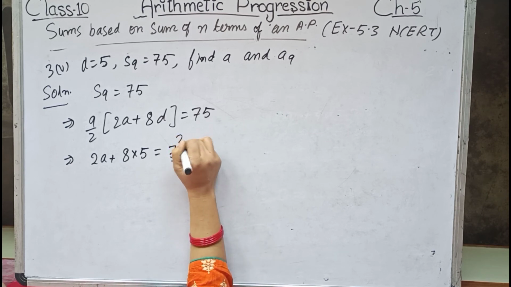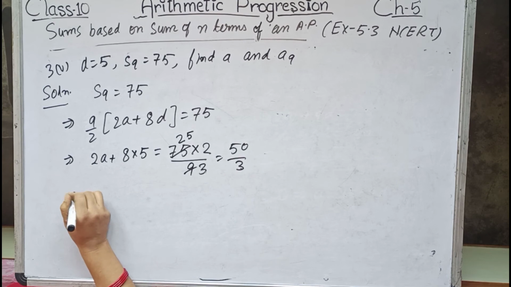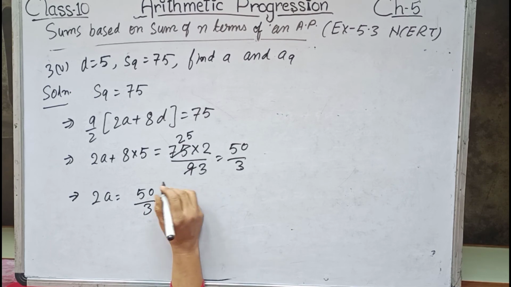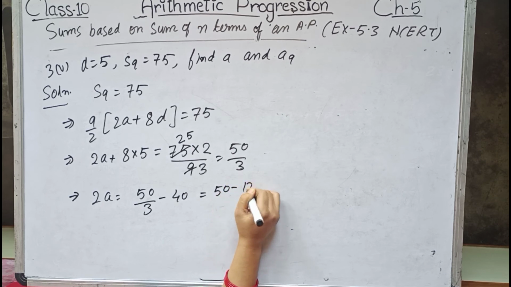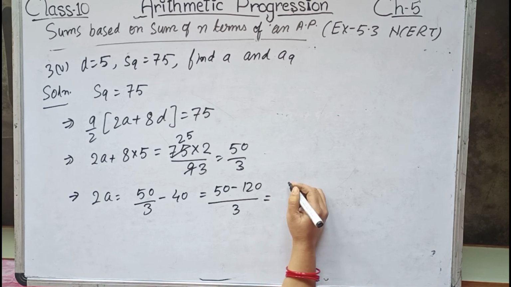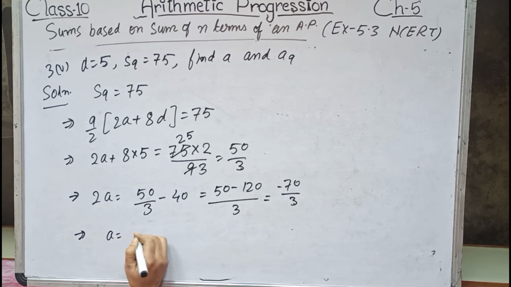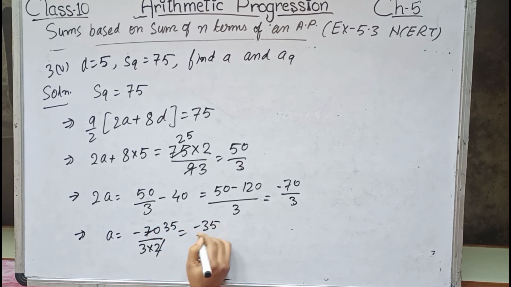3 3s are, 3 2s are, 3 5s are... So 50 by 3. This implies 2a equals 50 by 3 minus 40. So this equals 50 minus 120 by 3, which will be equal to minus 70 by 3. This implies A equals minus 70 by 3 into 2. So this will be equal to minus 35 by 3.